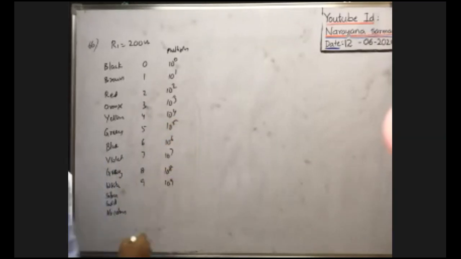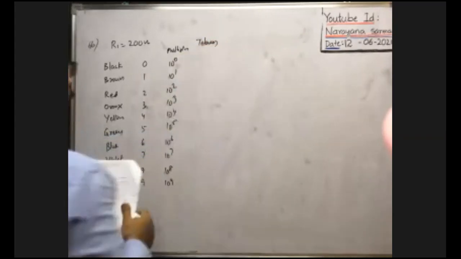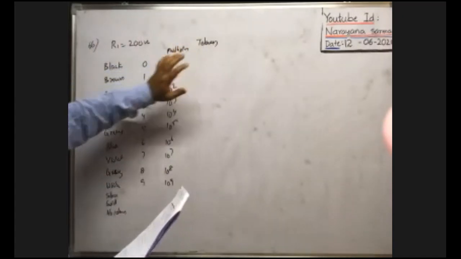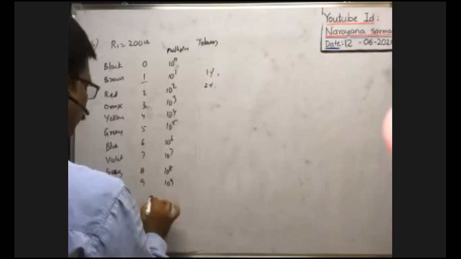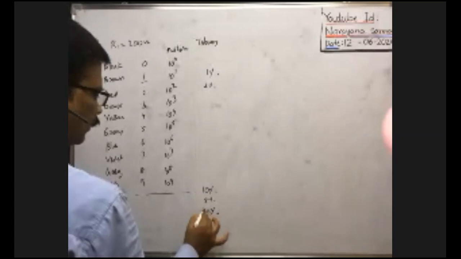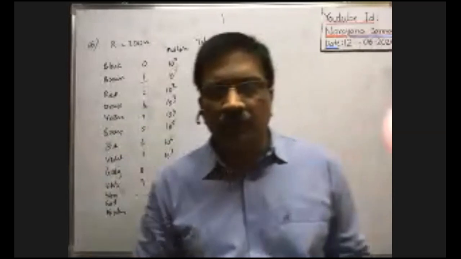And the last one is tolerance. For the fourth color band, you will get the tolerance. If the fourth color band is black, it has no tolerance. If brown is given, 1% is the tolerance. For red, 2% is the tolerance. Like that, for silver, tolerance is 10%. For gold, 5%. For no color, 20%. Generally, it is the color coding we know.